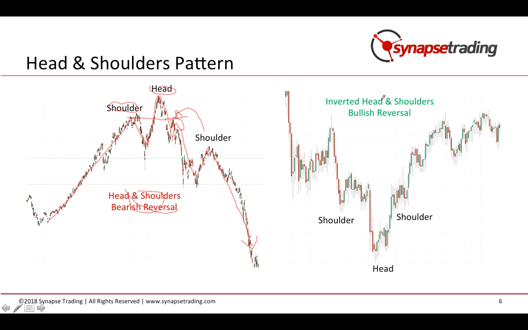This is the inverted head and shoulders, so it's the other way around. It reverses a downtrend to an uptrend. So prices come down, form the first shoulder, go lower, form the head, come here, form the shoulder, and then price goes up. So this is the general shape of the 2 patterns that you should be looking for. The head and shoulders changes the trend from an uptrend to a downtrend, whereas the inverted head and shoulders changes the trend from a downtrend to an uptrend.